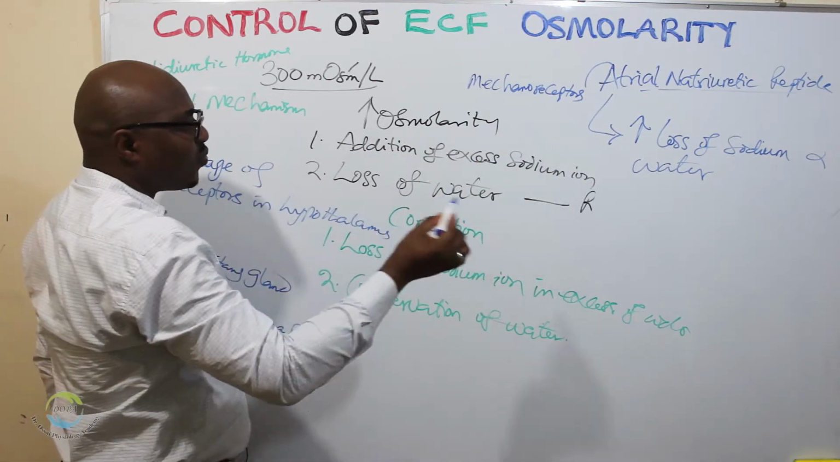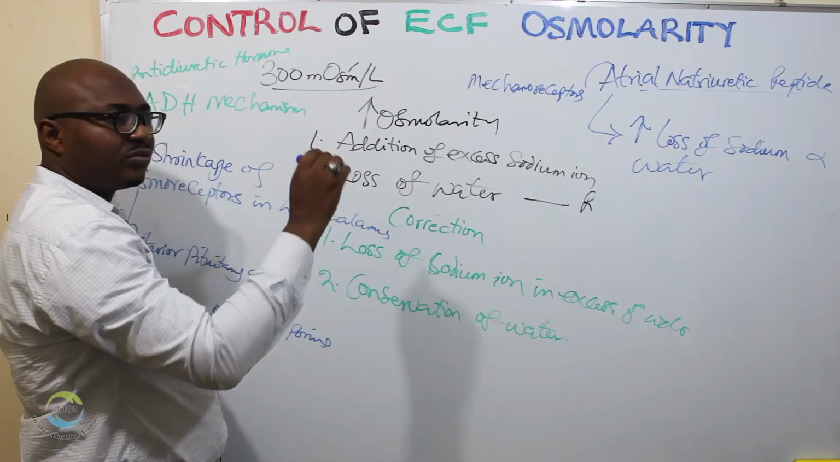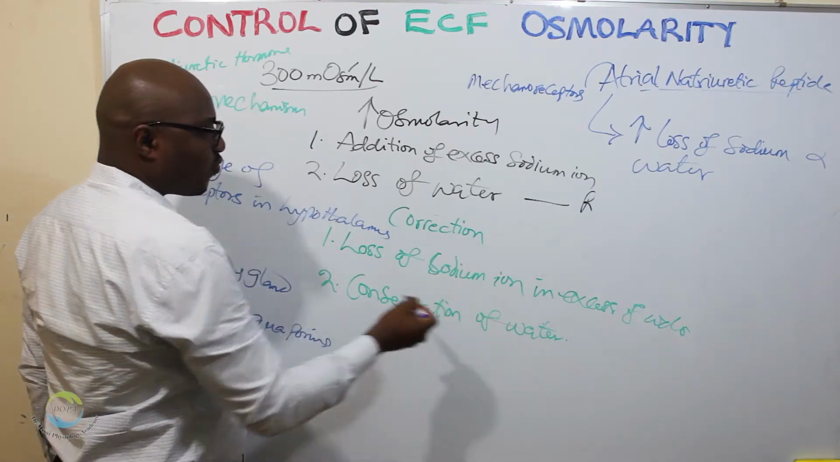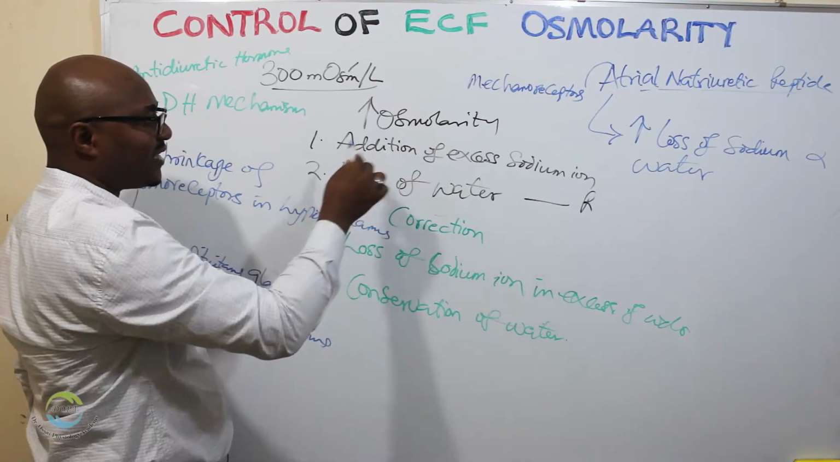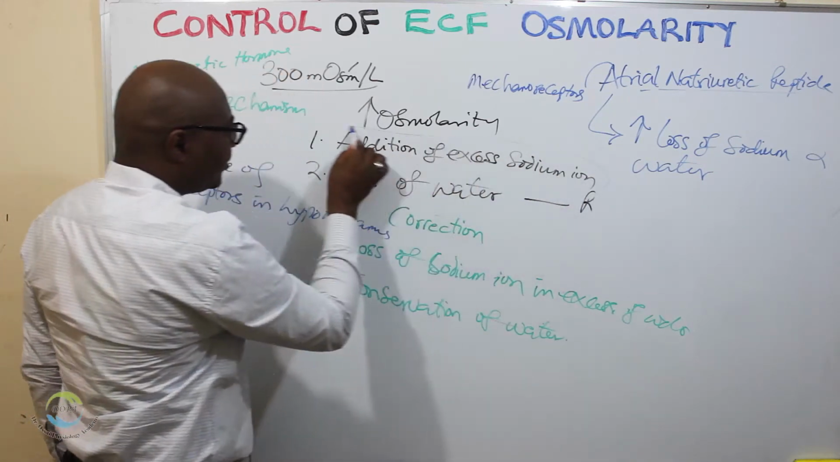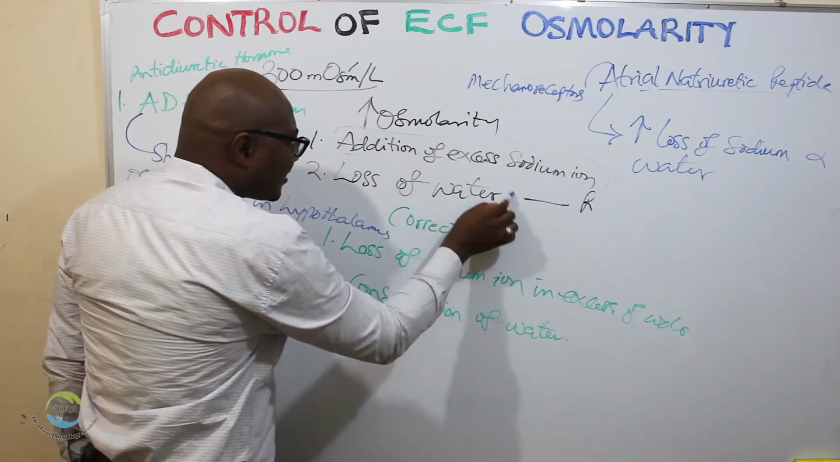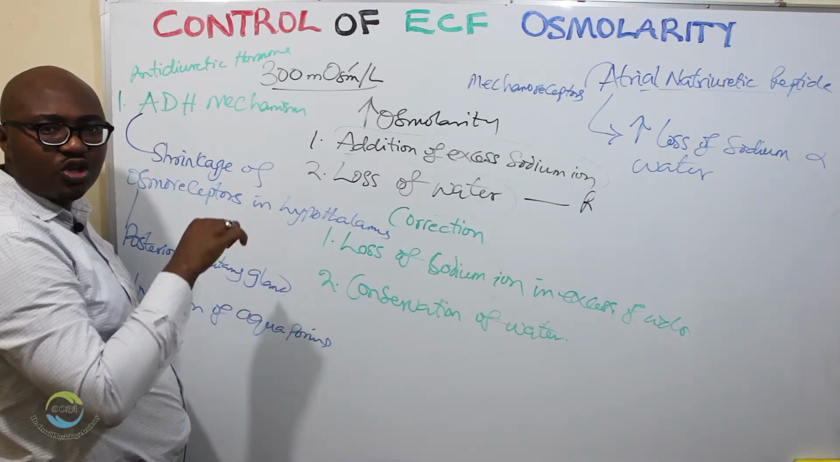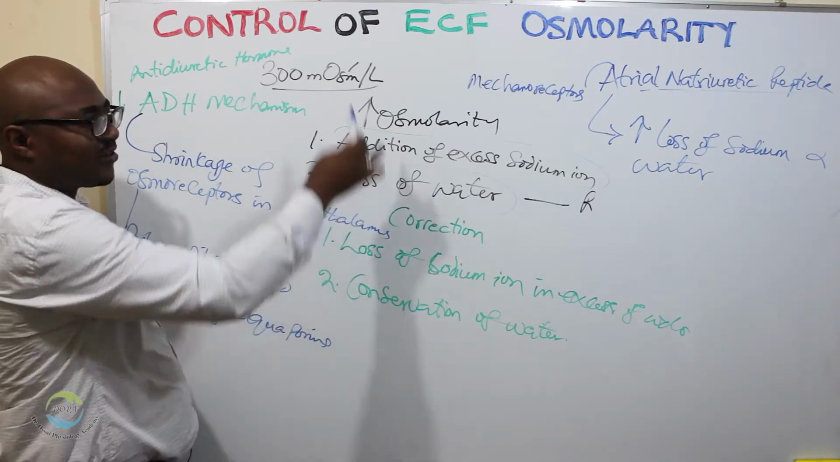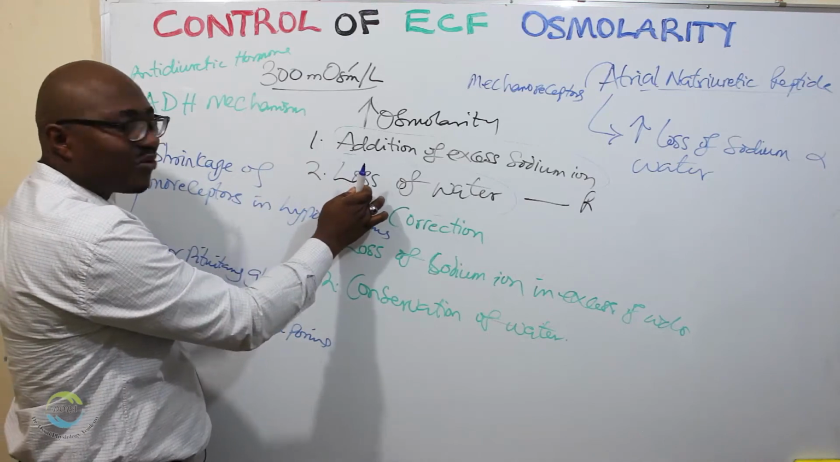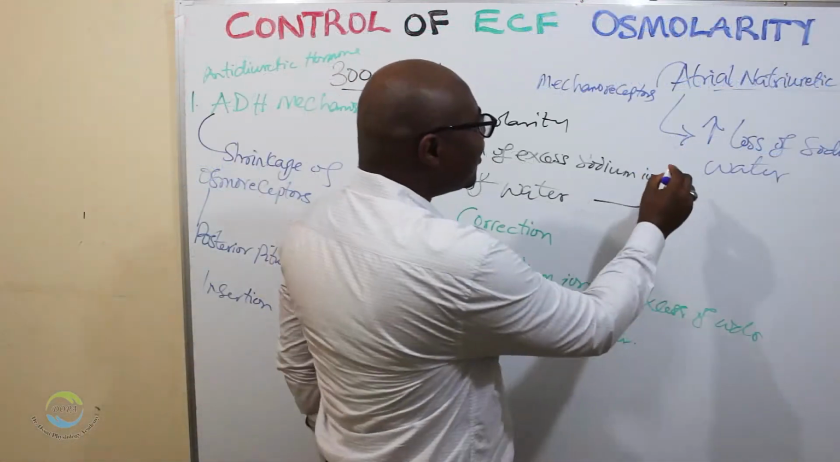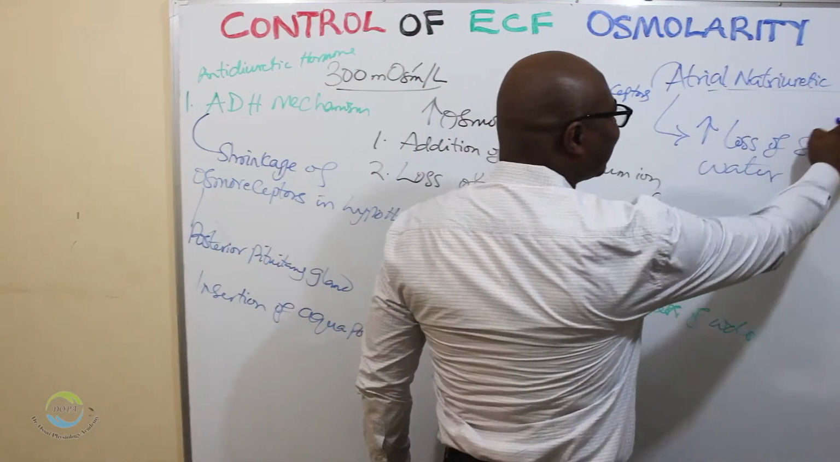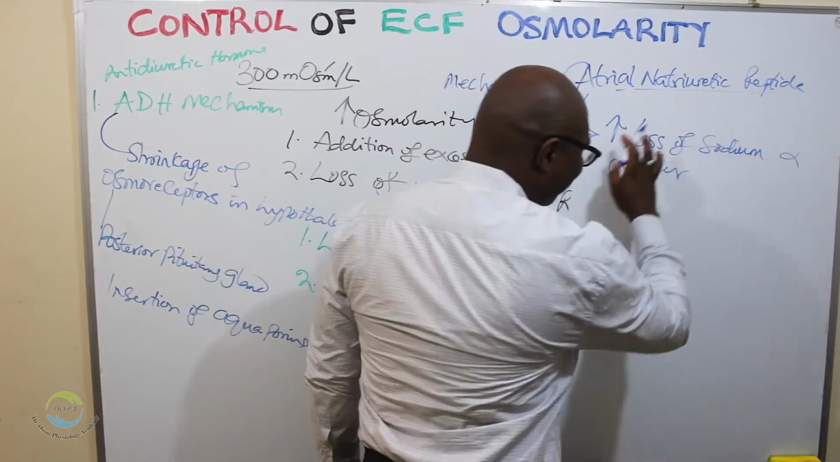And then when there is now conservation of water, it leads to increase. That's when this is the problem. But sometimes this can be the problem. So conservation of water does not increase the volume because the volume is already low. All right. So this is how atrial natriuretic peptide solves that problem.